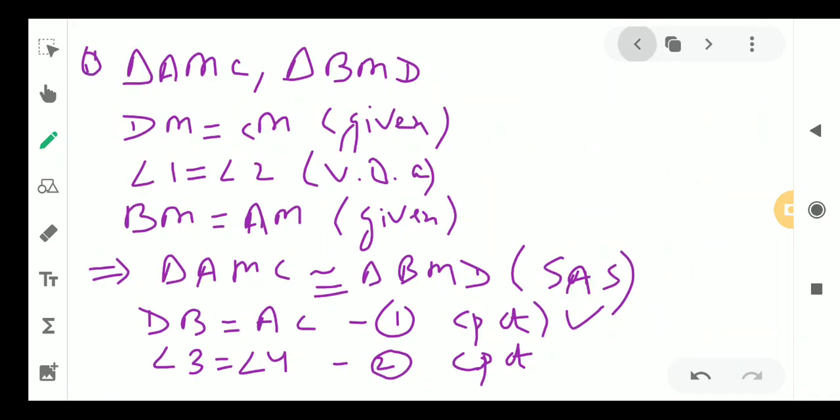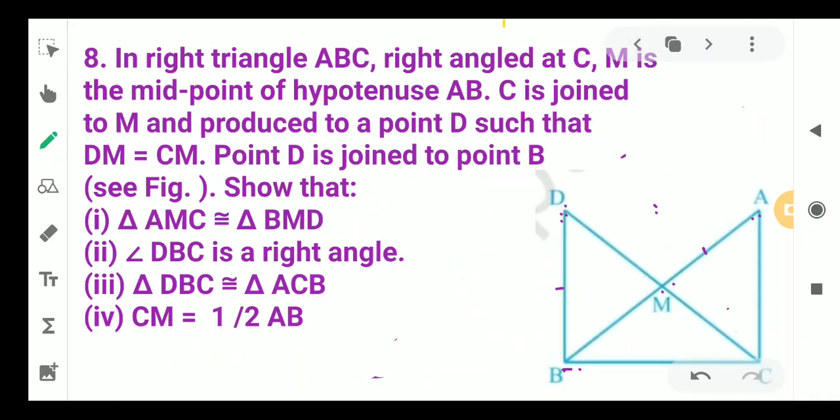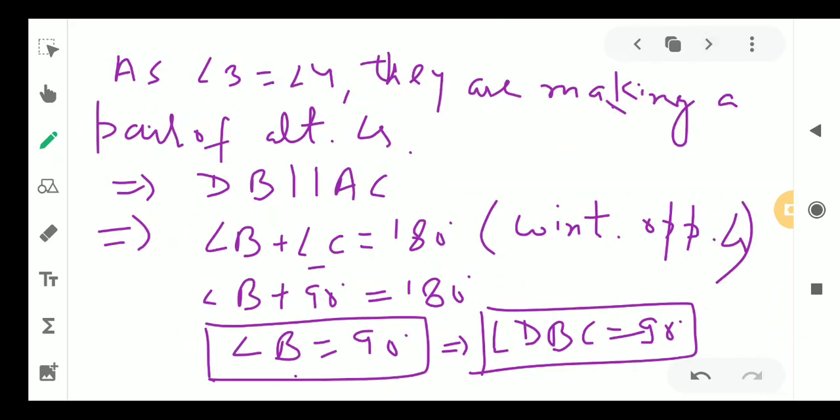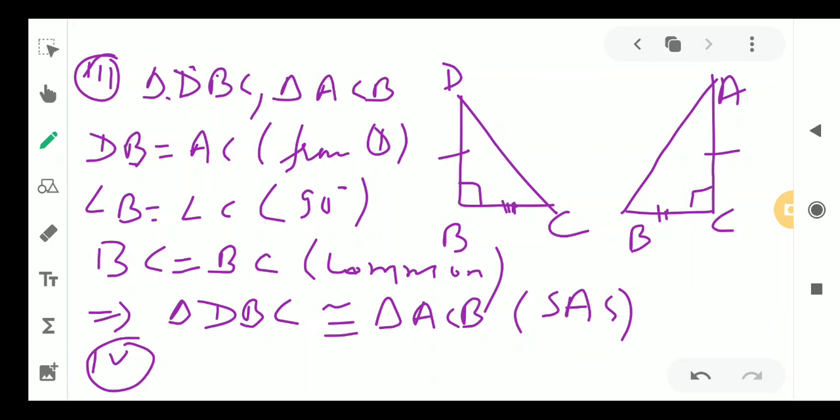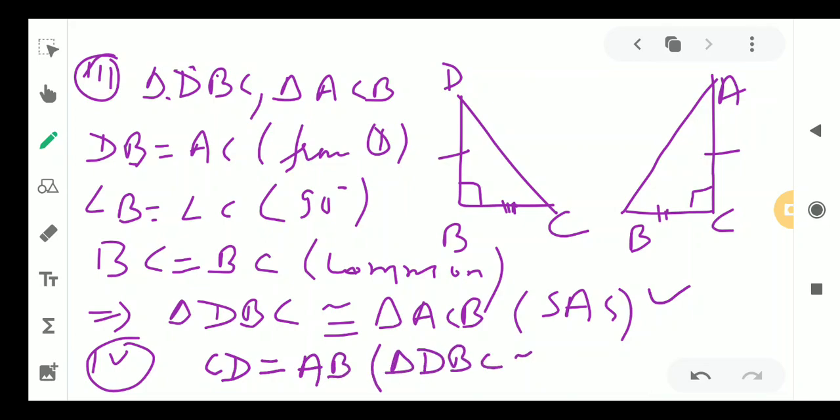Now, our fourth result is CM is half of AB. This we have to prove. So for this, we are going to use this result. We have shown that triangle DBC is congruent to triangle ACB. So we can write this implies CD equals AB. Why? Triangle DBC is congruent to triangle ACB. When the two triangles are congruent, their remaining corresponding parts are equal. So we have shown this DC equals AB.